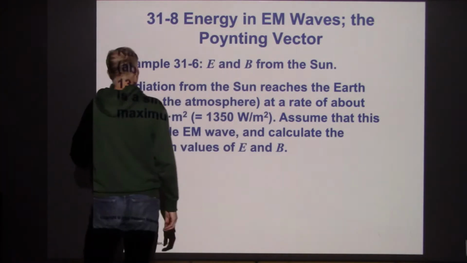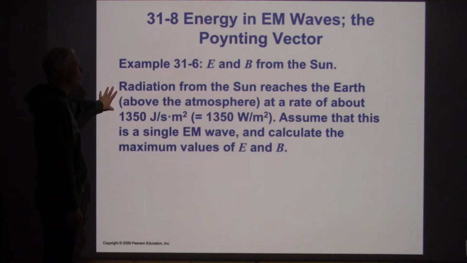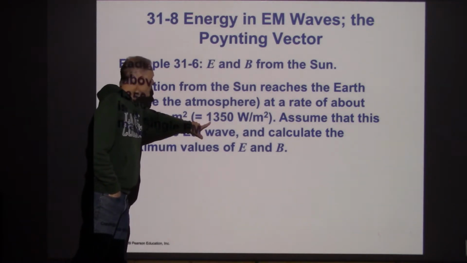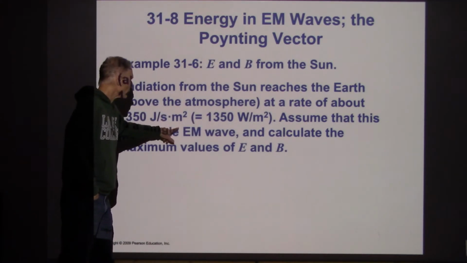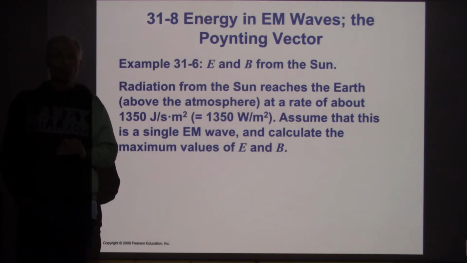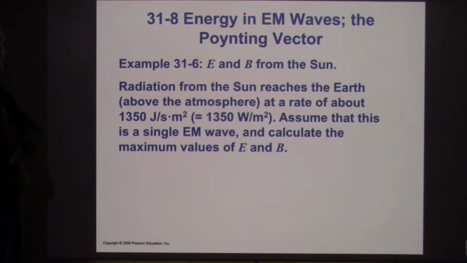And what it says is we're actually not going to wait for the light to reach the Earth. We're actually going to go up above the atmosphere. So if we go up above the atmosphere, what we measure for sunlight is 1,350 joules per second per meter squared. Those are intensity units. So 1,350 watts per square meter, and then it says assume that this is a single electric magnetic field propagation.